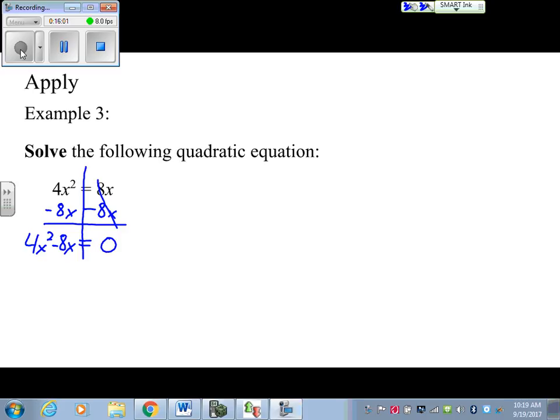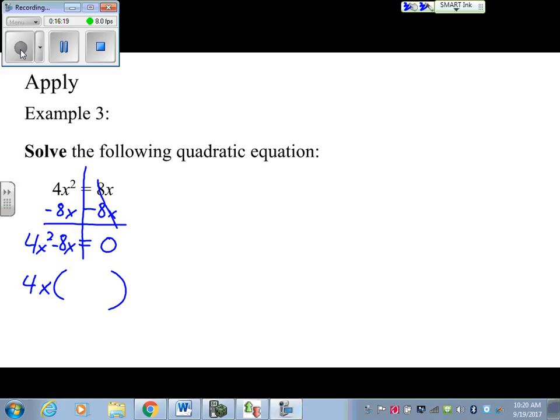But remember, there's no c term here. There's no constant. So we can do our monomial factoring here and ask ourselves, what term can we pull out from both 4x squared and negative 8x? Again, they're both even, so I could pull out at least a 2. In this case, I'm going to pull out a 4. They both have an x, so I can pull that out as well.